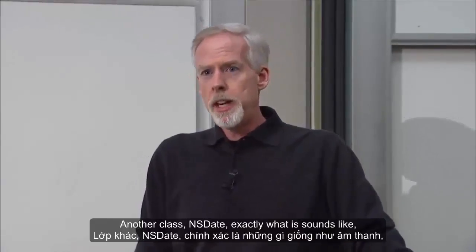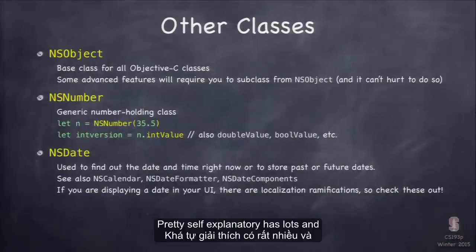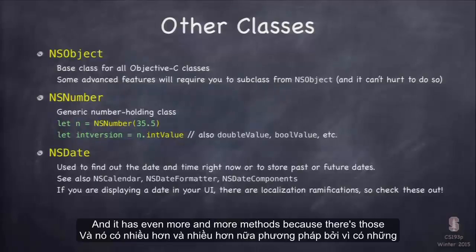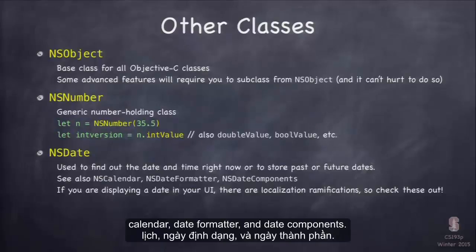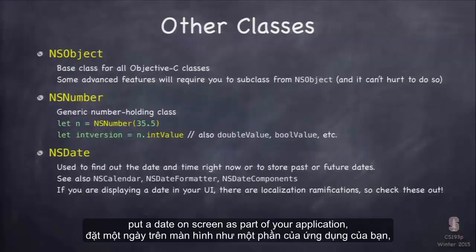Now the class NSDate. Exactly what it sounds like. Stores a date, lets you get the current date and time too. Pretty self-explanatory, has lots and lots of methods in it. And it has even more and more methods because there's those 3 other classes mentioned here, calendar, date formatter, and date components.